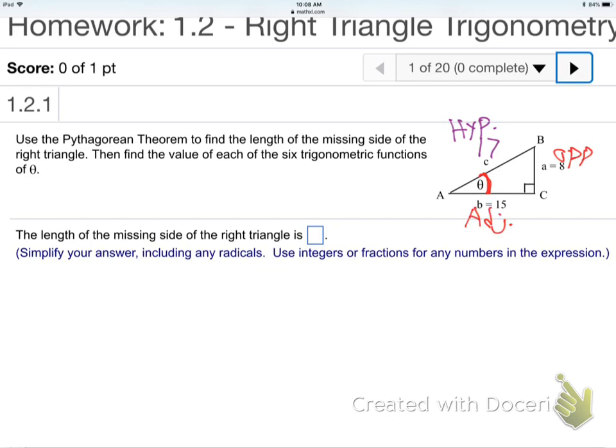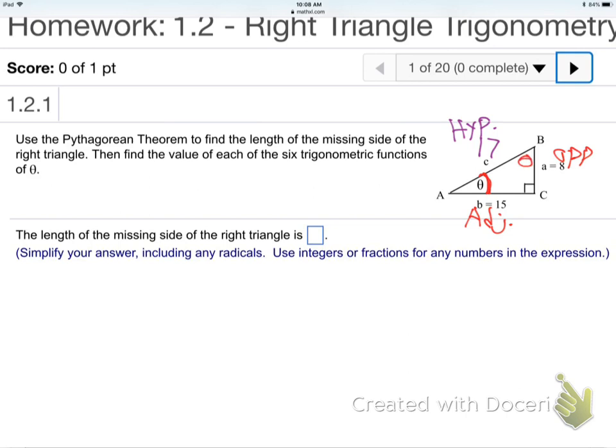Adjacent just means next to you, like your neighbor lives adjacent to you. So this is the side next to the theta. It's touching the theta. So is the hypotenuse, but we just call that the hypotenuse because it's the longest side. So this is the adjacent. That's the side opposite.